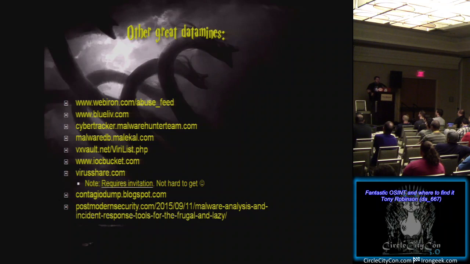BlueLib is very similar to OTX in that it's a place to exchange IOCs. Malware Hunter team has their own tracker where they put up any pieces of malware that they've come across. Again, Malakel has his own database of pieces of malware on there. His site's in French, but if you click on any of the links there, the relevant data that you want, you can search by hash for anything in the malware repository.